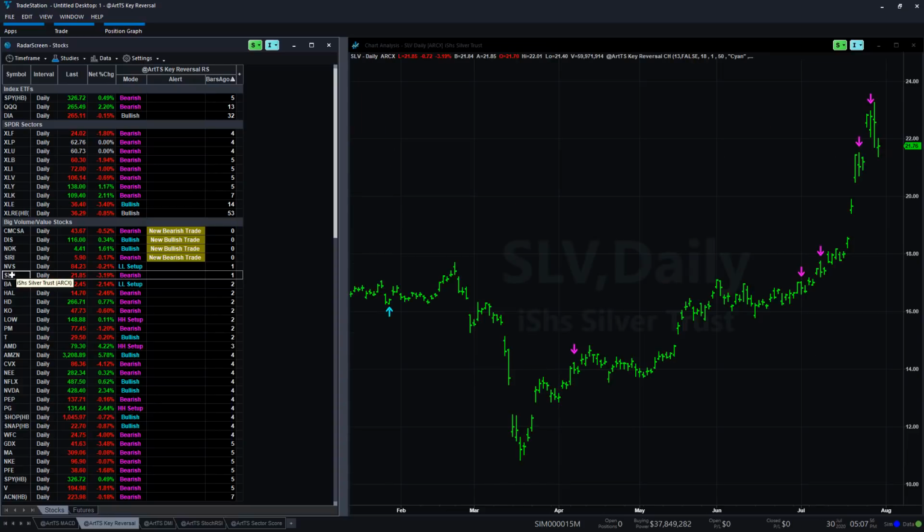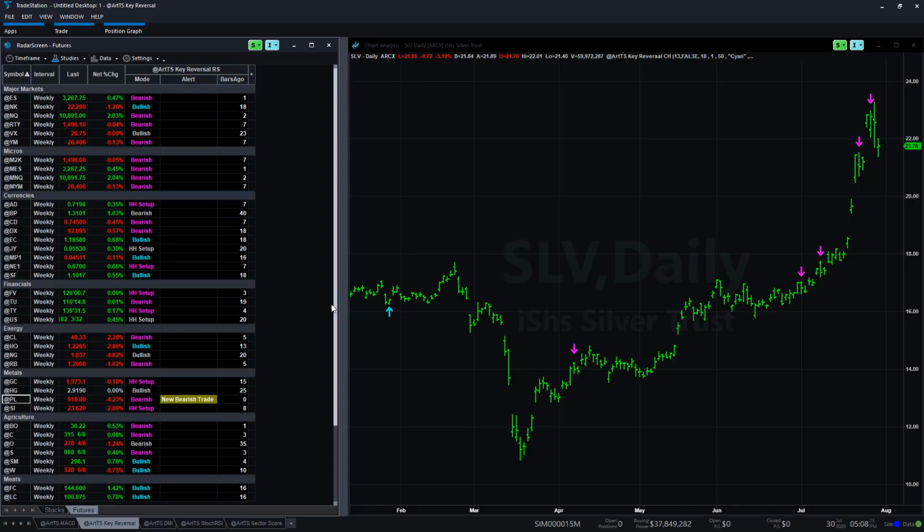This is the silver ETF. It gave a bearish signal a couple of bars ago. You can see that there. None of these would have been very good. All right, so that's key reversal.